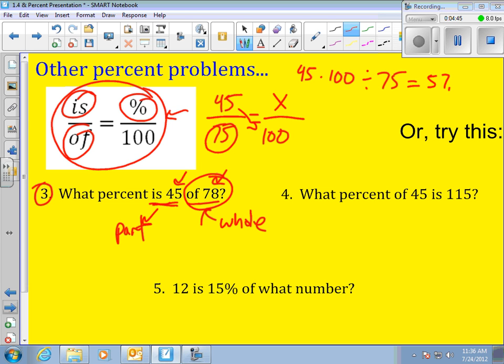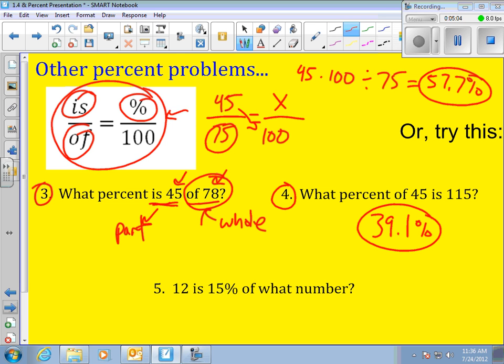If you round it to the nearest tenth of a percent, 57.7%. The answer to number 4, I'll let you guys try that and set it up, is I get about 39 point, we'll say 1. So I'll let you try that one.